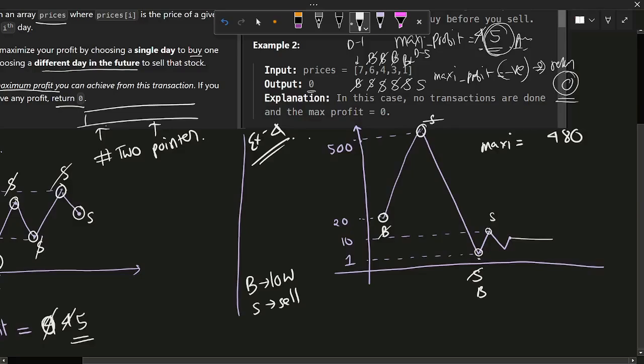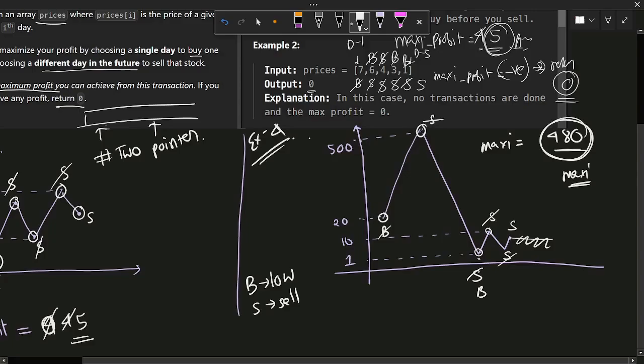Now sell is 10, buy is 1, so profit is 9. 9 is not greater than 480, so we'll not change the maxi. Shift the sell to the next value. Sell is 2. 2 minus 1, which is 1. Again, will not change. Move the sell to the last value. Last, it is 5. 5 minus 1, 4. Will not change the maxi, so maxi will be this. Okay, this is maxi and this will be our answer.